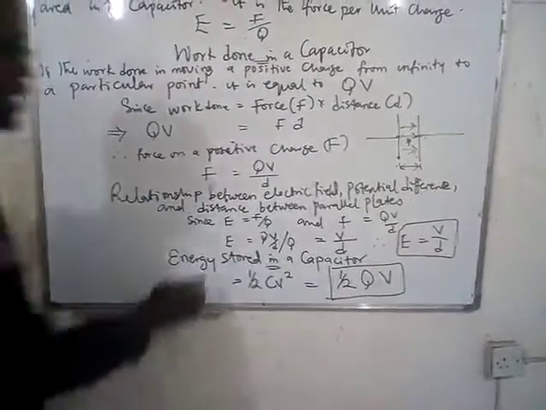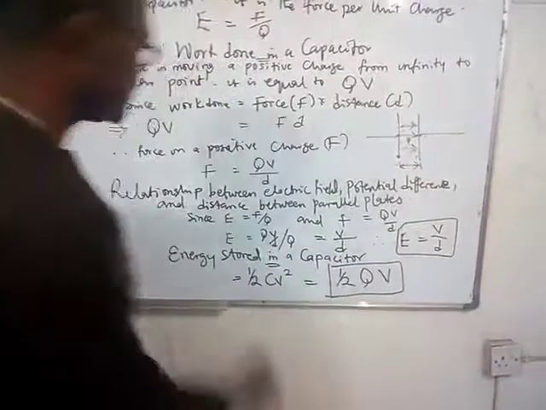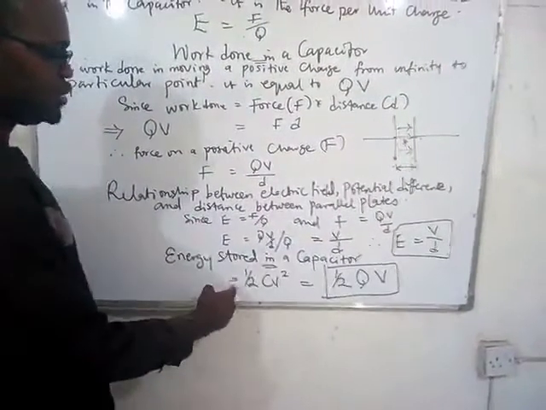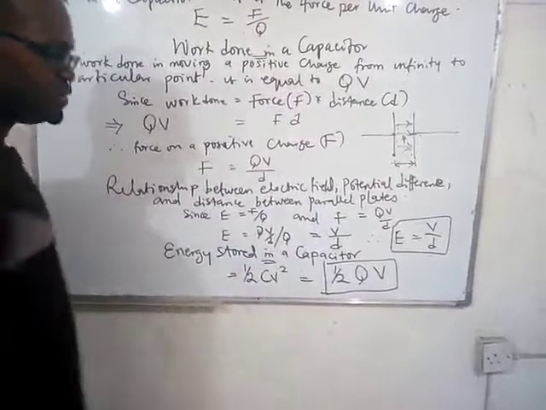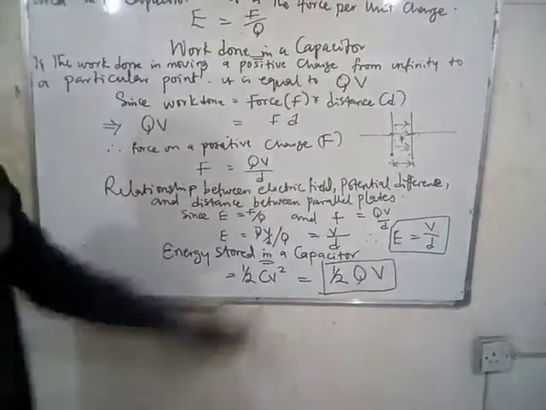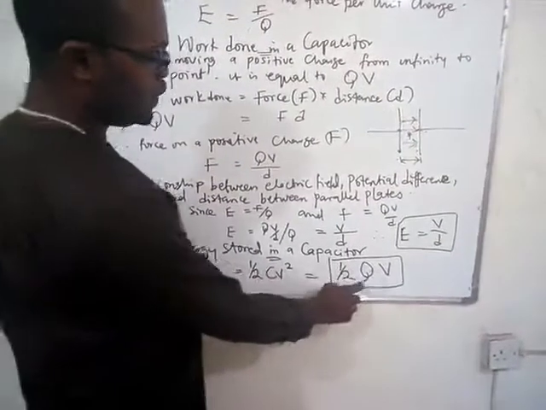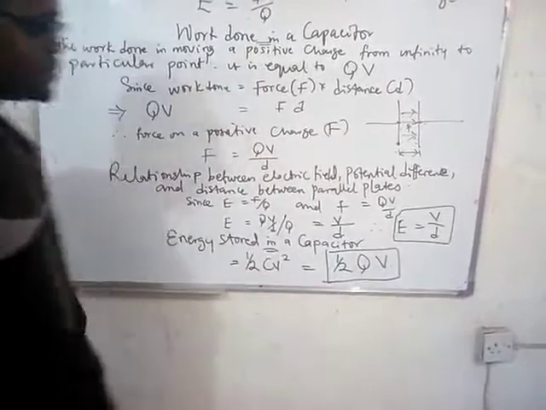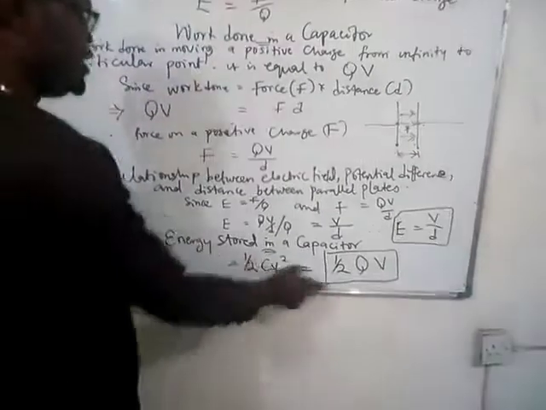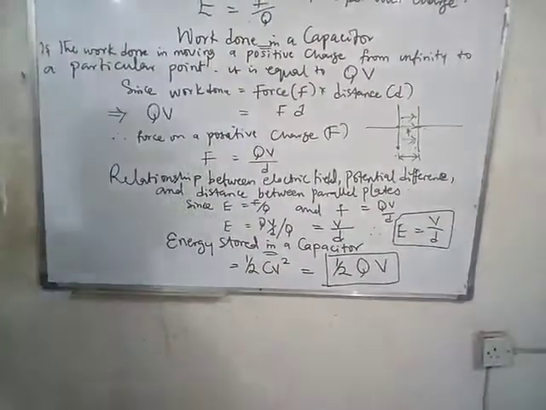And finally, we look at the energy stored in a capacitor. How do we calculate the energy stored in a capacitor? Energy stored in a capacitor is simply equal to half, 1 over 2 CV squared. Very important formula. If we don't want to use 1 over 2 CV squared, we can use 1 over 2 QV. You can use either of these equations to calculate the energy stored in a capacitor, which we are going to be doing in subsequent classes.